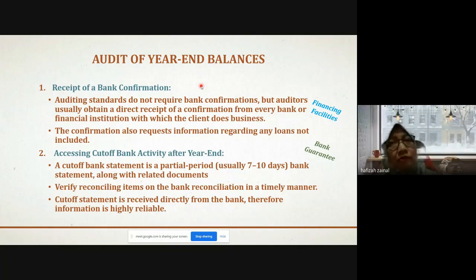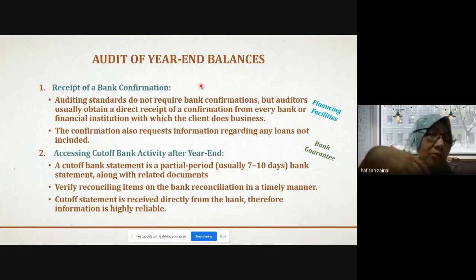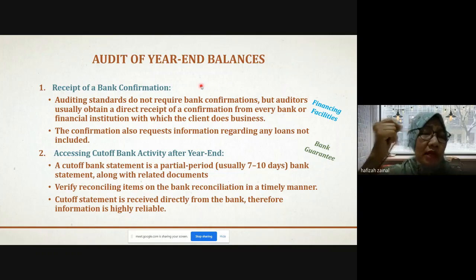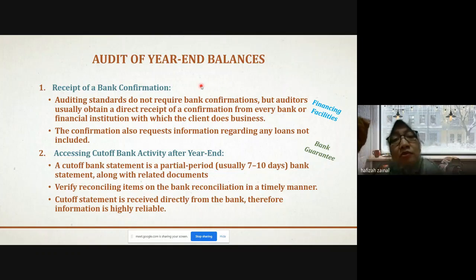All right, so from the client side, it will retrieve and print and give it to the auditor. Because last time it took a long time. Last time what we did was fill up the confirmation slip, post it to the bank, and then the bank would reply by giving us the statement of account for the respective accounting period. From there you will do the reconciliation.